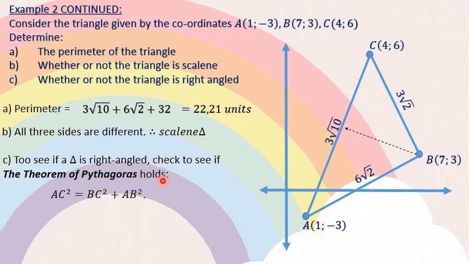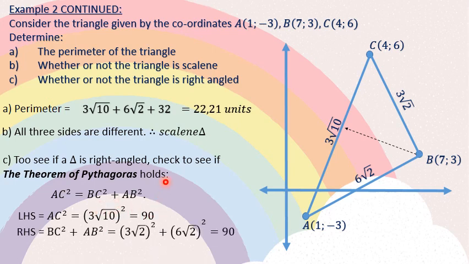So I'm writing down the theorem of Pythagoras, and now I'm going to break it down into 2 halves. The left-hand side of the equal sign, which is AC squared. So that's 3 root 10 squared, and if you pop that into your calculator, you're going to get 90 as a result, or you could do it in your head. 3 squared is 9. The root of 10 squared would be 10. 9 times 10 would give you 90.